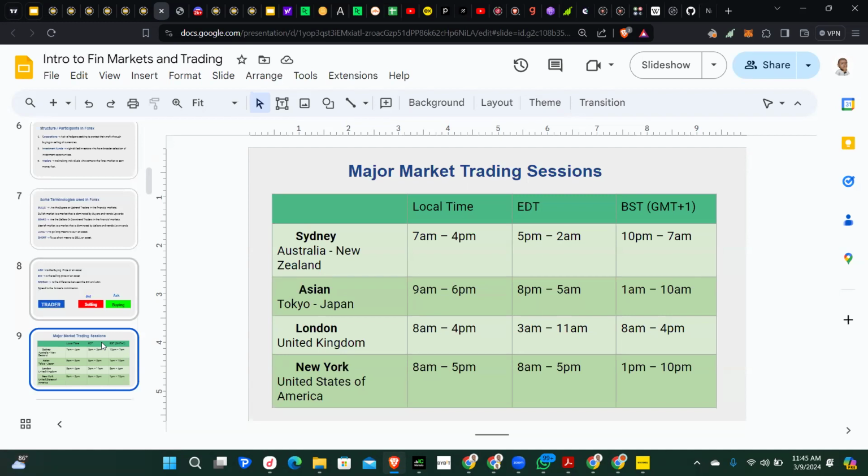So the market opens in New Zealand and closes in New York. So as a trader, you are waking up in New Zealand every trading day, and you are closing in New York.